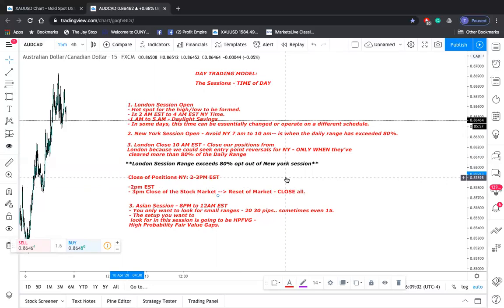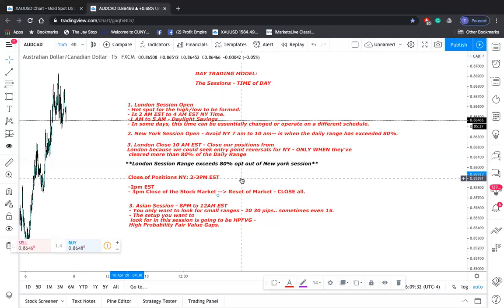Or you can wait for London close at 10 a.m. And for the risk takers out there, you could short or hedge back the opposite way of the direction. So if we have an 80% range in London and London close comes in 10 a.m. Eastern and it's bullish for London, we can look for shorts in New York, London close, and vice versa.